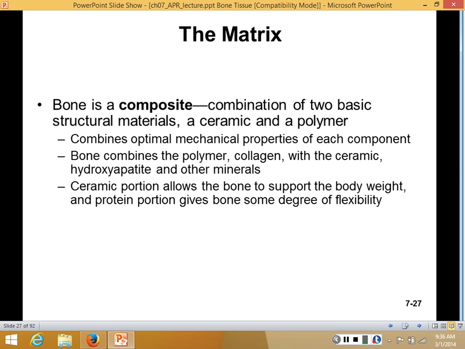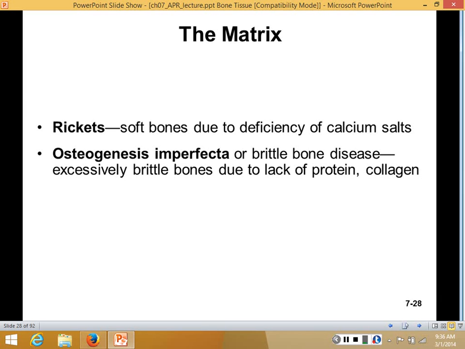And it's going to become more bendable. Your book talks about rickets, okay, as the example. Rickets, which is on your next test: soft bones due to deficiency of what? Calcium salts. What are your calcium salts? Hydroxyapatite. Rickets. Let's look at that.